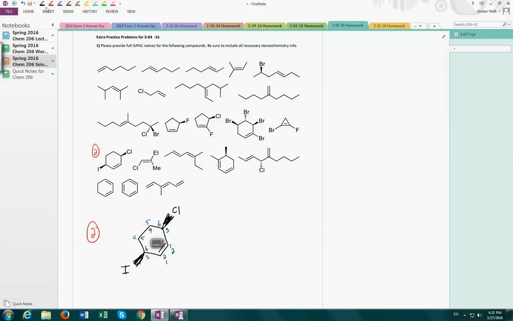So let's go ahead and name it. So this would be 3-chloro, 6-iodo. And so do we have to say 1 cyclohexene? No, because we already know that we have to give the double bond 1 and 2, so that's unnecessary. So we could just say iodo cyclohexene. Have we named that specific molecule? No.